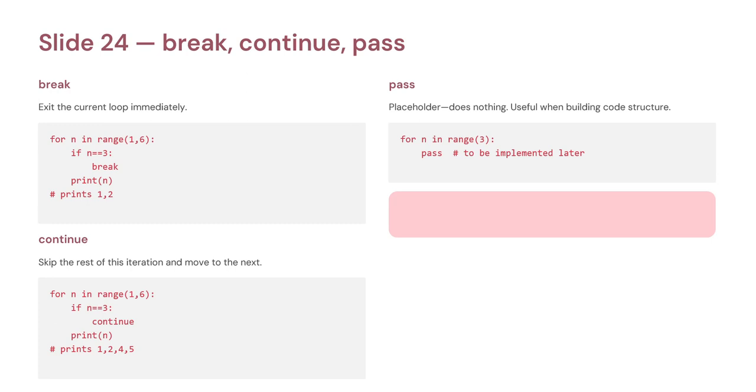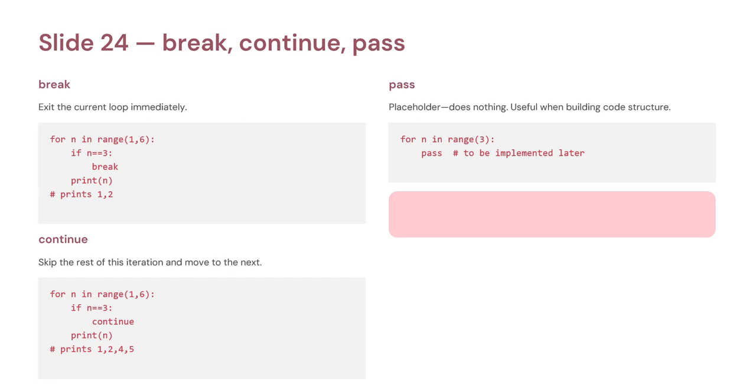Number 1, break statement. The break statement is used to exit a loop immediately. Let's look at an example. For n in range(1, 6): if n == 3: break; print(n). So the loop starts, the first value is n equals 1. Condition is n equal to 3? No. Then it will print 1.